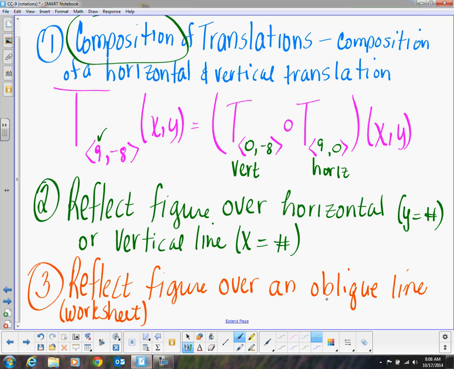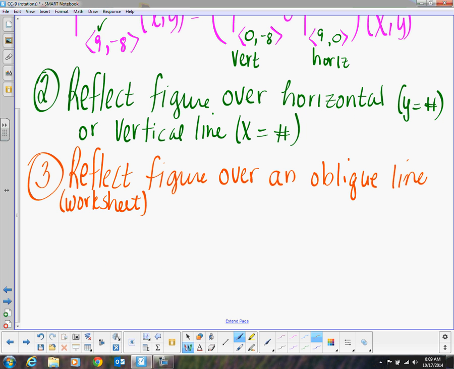So you have to reflect over an oblique line. You have to reflect a figure over a horizontal vertical line. You have to do compositions of translations. This is what's on the quiz, Tuesday.